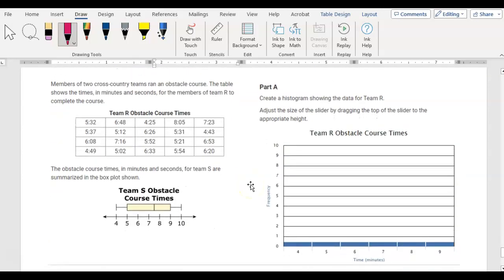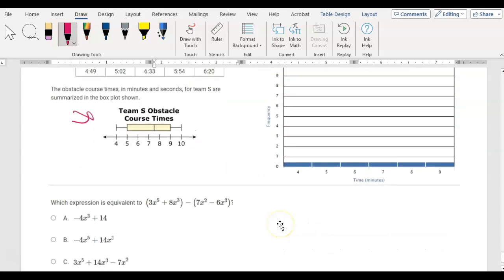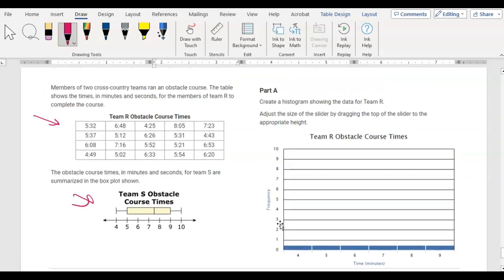All right, the members of 2 cross-country teams ran an obstacle course. These are their times in minutes and seconds for Team R. This represents Team S. So as you can tell, there's only one question here, part A, but there is a part B, C, and D on this as well that we'll get into analyzing a little bit more. But to start, we're going to adjust the slider, right? So on your computer, you drag this up and down to the appropriate height.